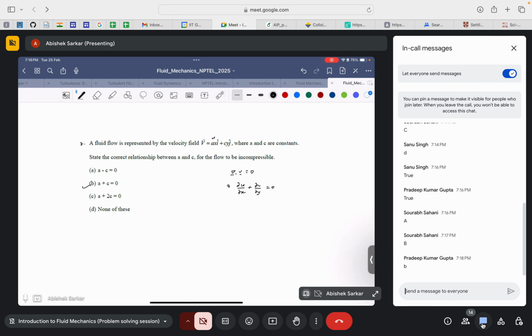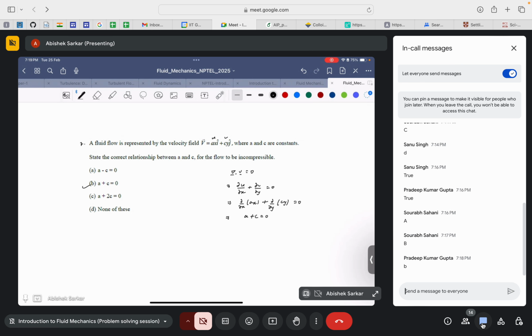This is the u component, this is the v component, so we will get something like dou by dou x of ax plus dou by dou y of cy equal to 0. This will give A, this will give C, should be equal to 0. So the correct option is option number B.